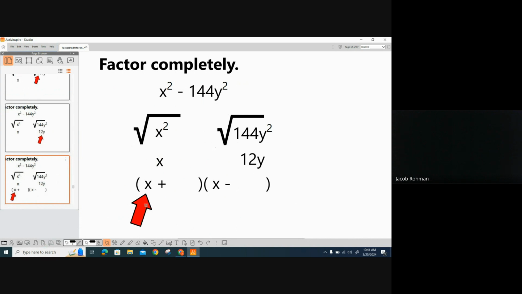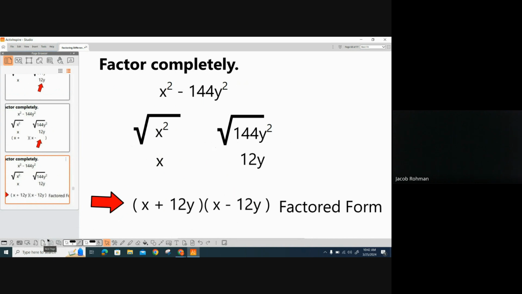The x is going to be in the first spot, the plus minus sign, and then the 12y is going to be in the second spot. And then we get this product of binomials in factored form.